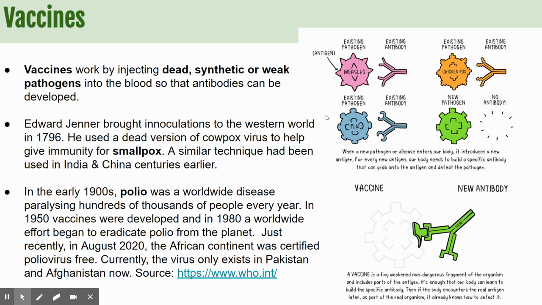So this diagram here is from the WHO, World Health Organization's website. I quite like it. If you have an existing pathogen, something like measles, you probably have the antibody to it already. Actually, you probably have it because you've got the vaccine for it. So you've got these antibodies hanging around your body. Your body knows how to do it.